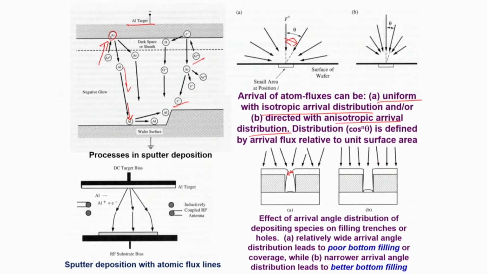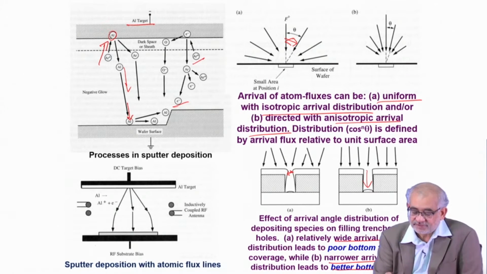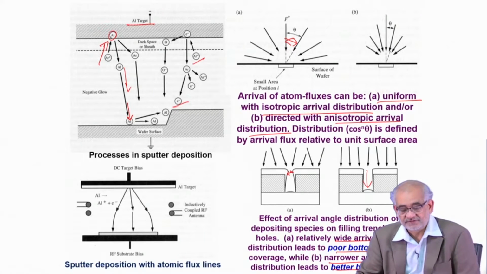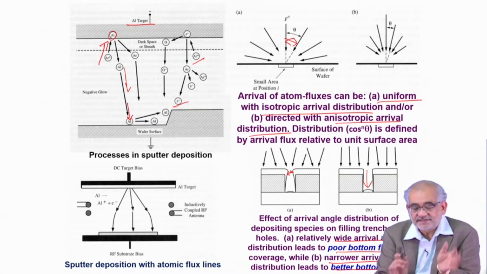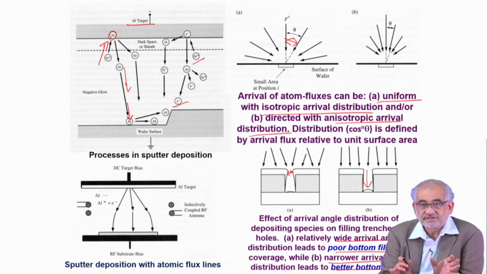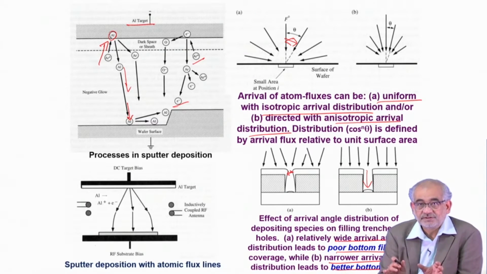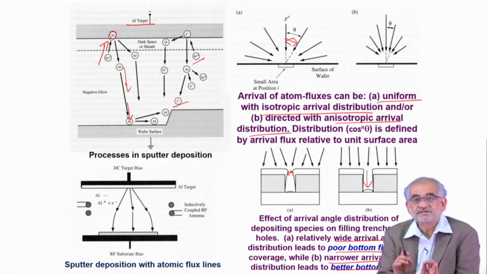On the other hand, if you can create a directed deposition, then you actually do see that the deposit here could be wider or more uniform. So with the narrower angle of arrival, you can have a better bottom filling or flooding. With a wider angle of arrival, you can have poorer bottom filling. So this kind of geometry consideration assumes very high importance when these dimensions are extremely small.